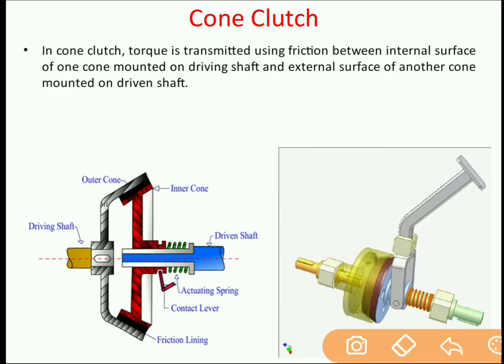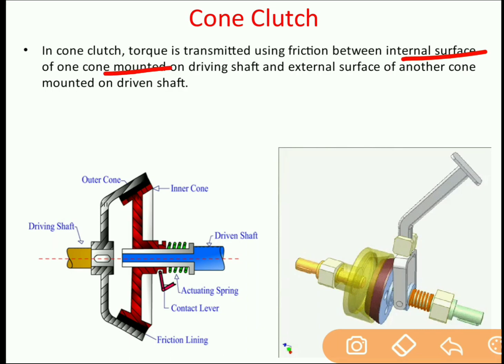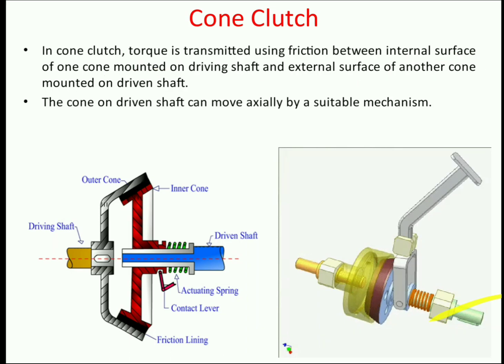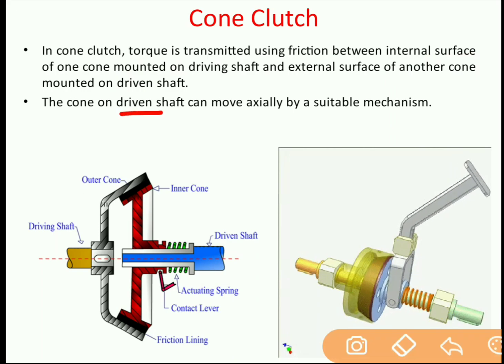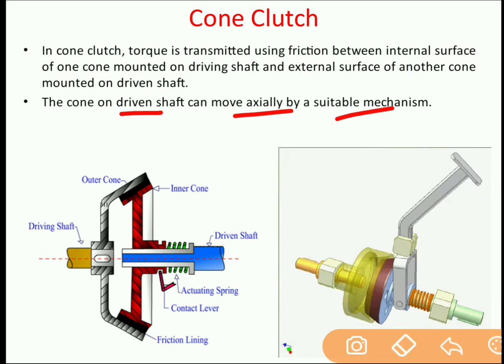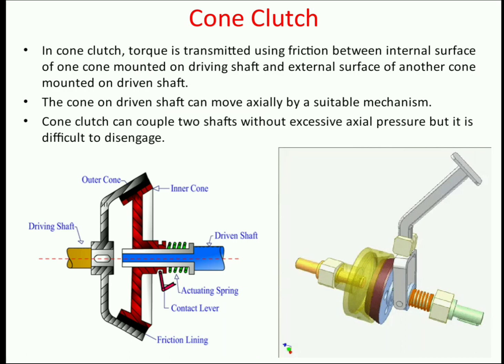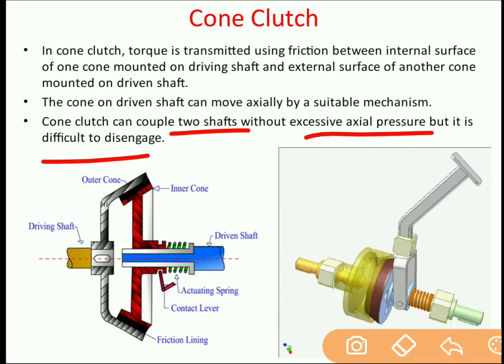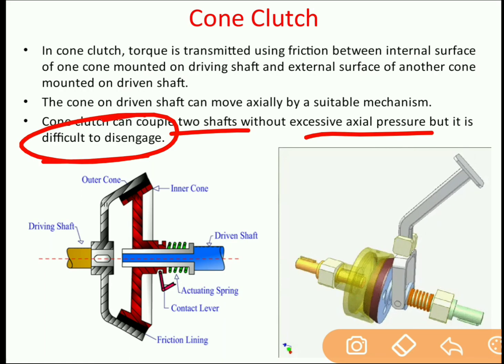In the cone clutch, the torque is transmitted using friction between the inner surface of one cone mounted on the driving shaft and the external surface of the other cone mounted on the driven shaft. The cone on the driven shaft can move axially by a suitable mechanism. A cone clutch can couple two shafts without excessive axial pressure, but it is very difficult to disengage. So in order to disengage two shafts, you require very large effort.